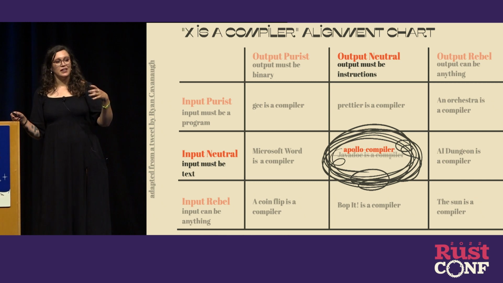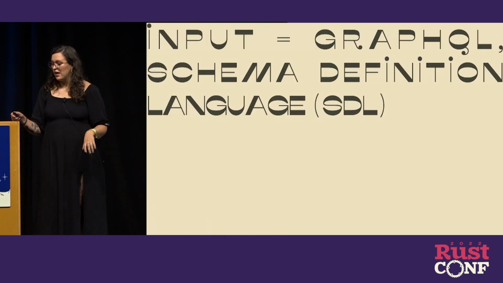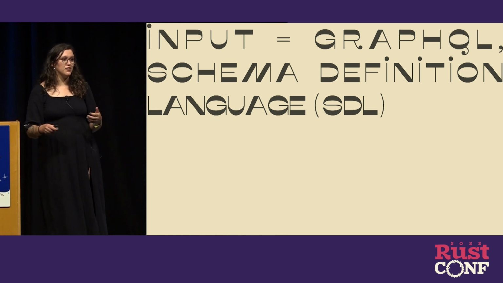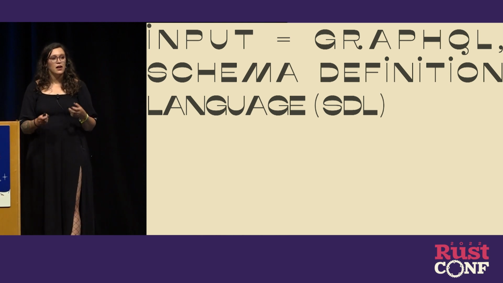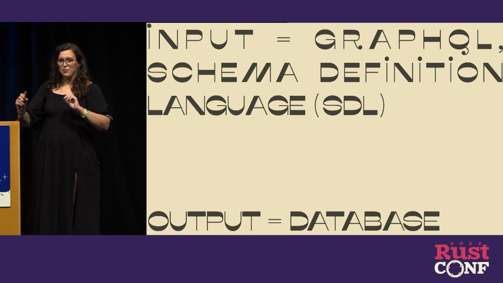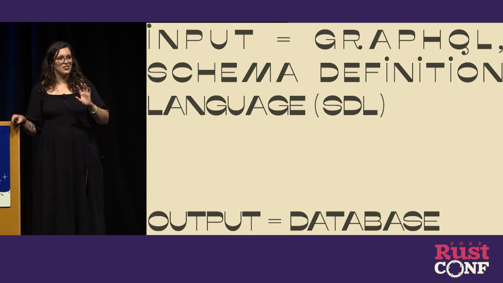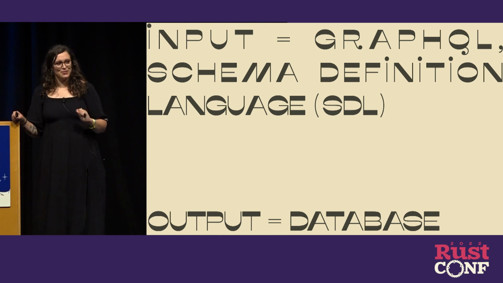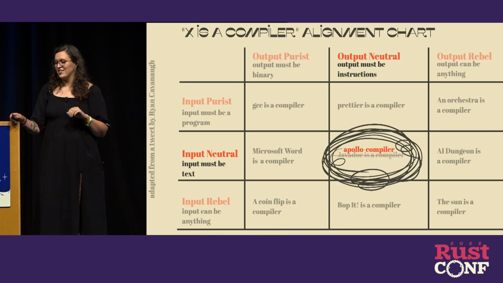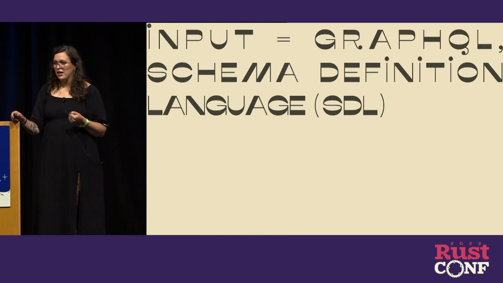But what does that really mean in the context of GraphQL? What that really means is input for us is GraphQL or Schema Definition Language, or SDL. As our output, we output instructions, but they are in the form of a database. And I promise we'll talk together about the database portion in a little bit. I know I'm teasing you a little bit, but we'll get there. So these are the things that align us on this alignment chart. Input as GraphQL, output as database.